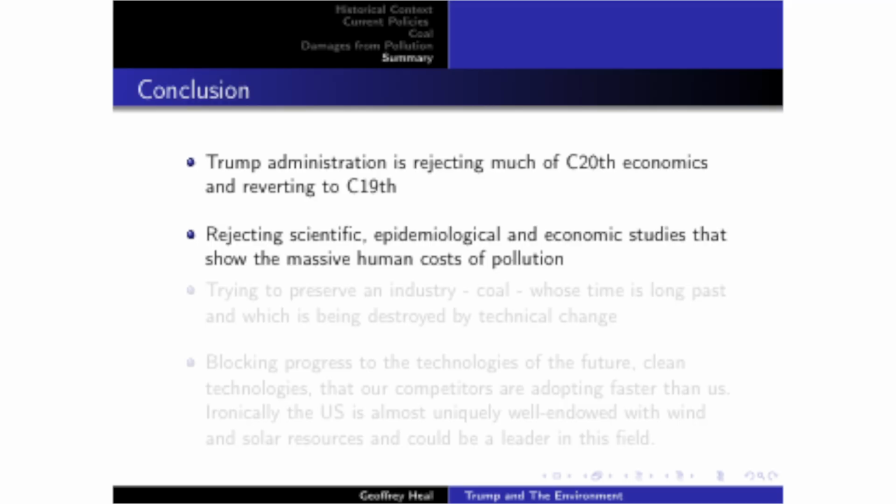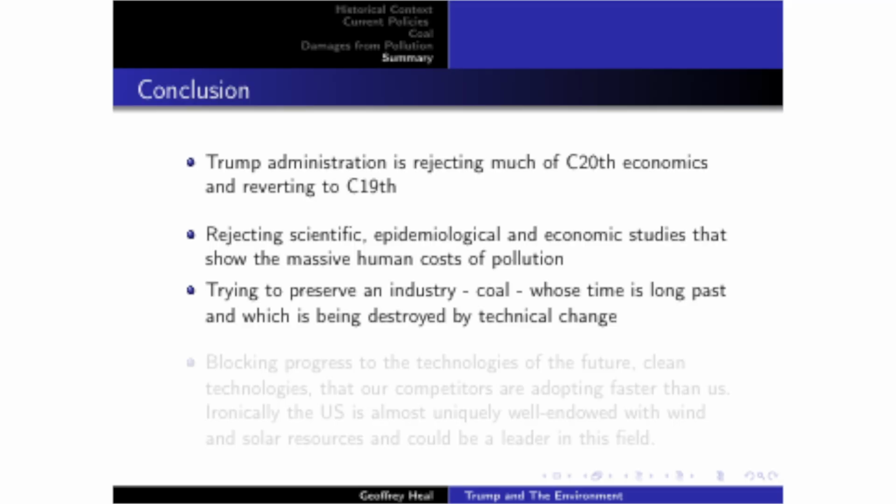They're also rejecting scientific and epidemiological studies that show the massive human health costs of pollution. As I said, almost every week I see new studies suggesting that the health cost of pollution is significantly worse than we had believed before. They're trying to preserve an industry, the coal industry, whose time is long since past. The coal industry was the foundation of the Industrial Revolution back in the 1800s, maybe even in the late 1700s. It's passé at this point. No one in their right mind would build a new coal-fired power station in any industrial country.